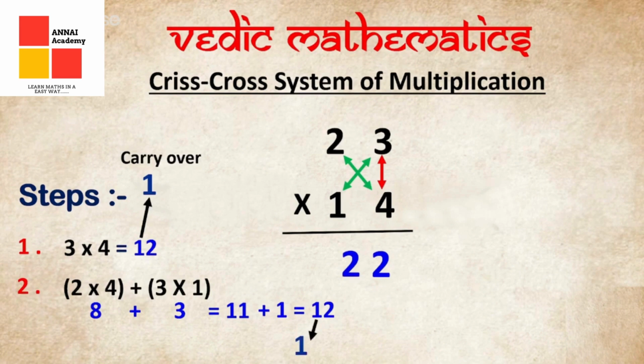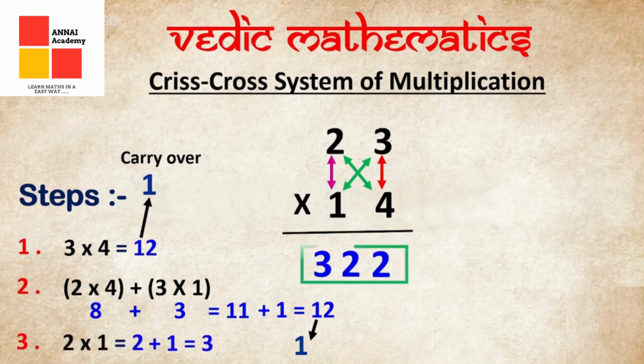Now as the last step, we have to multiply the tens digits of these numbers. 2 into 1 is 2. But because we have already carried 1, we will add it. 2 plus 1 is 3. Write 3 in your answer. 322 is the answer in front of you.